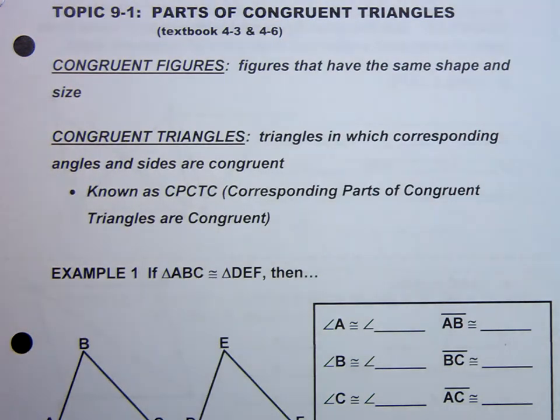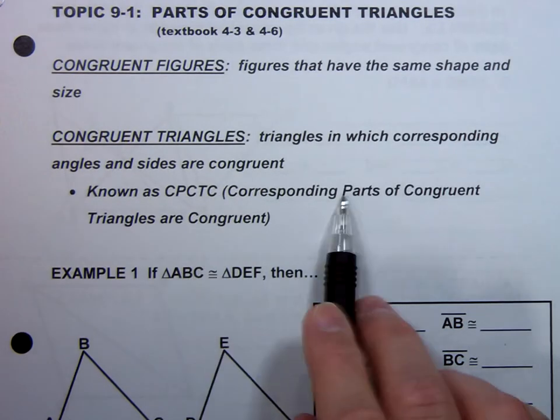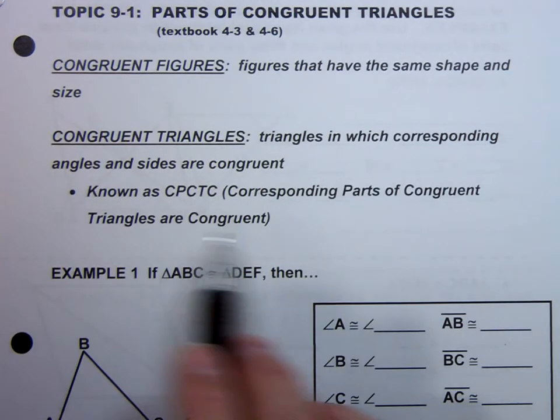Now, the idea that all the corresponding parts are congruent is known as CPCTC, and we'll use this when we get into proofs later on. CPCTC stands for corresponding parts of congruent triangles are congruent.